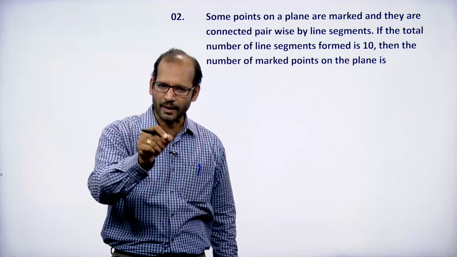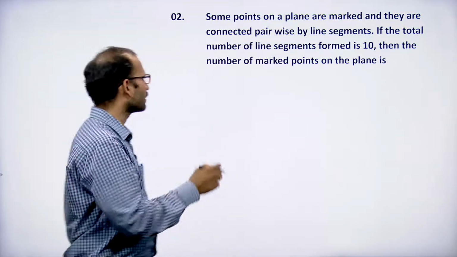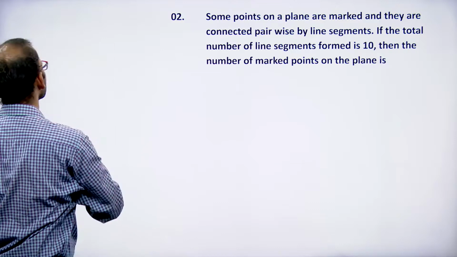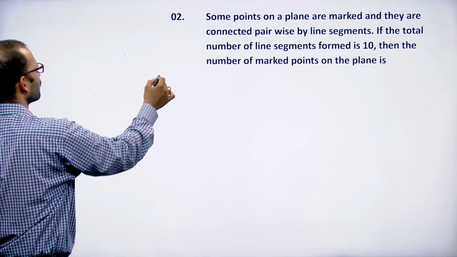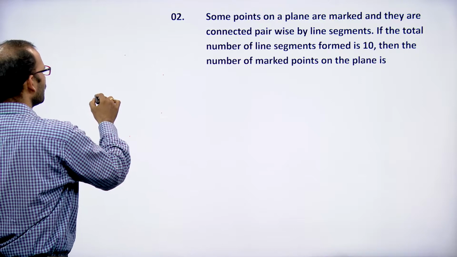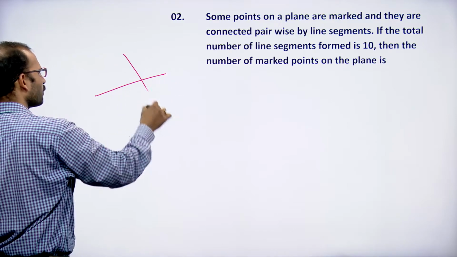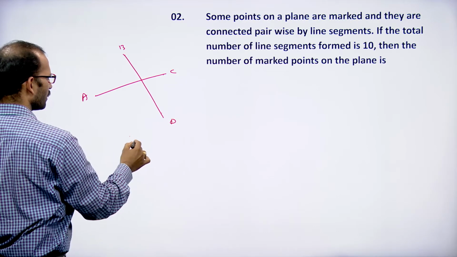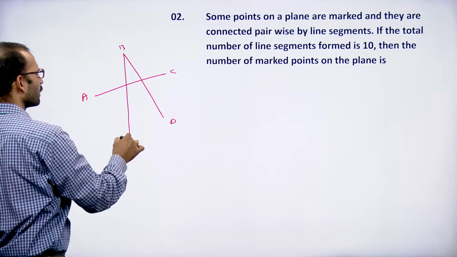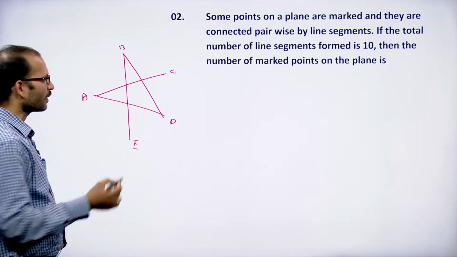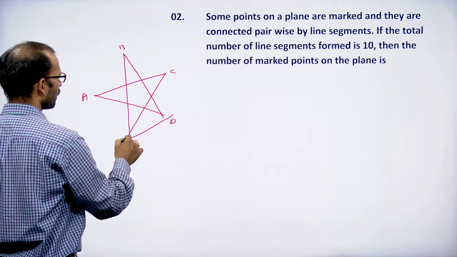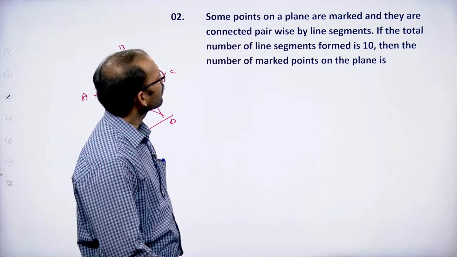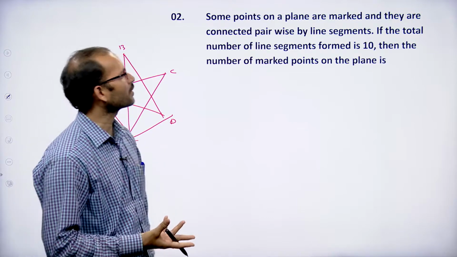So 2 points we connect, another 2 points like this. For example, suppose there are points A, B, C, D, E. These 2 are joined, these 2 are joined, pairwise joined. So we don't know how many points are there in the plane.